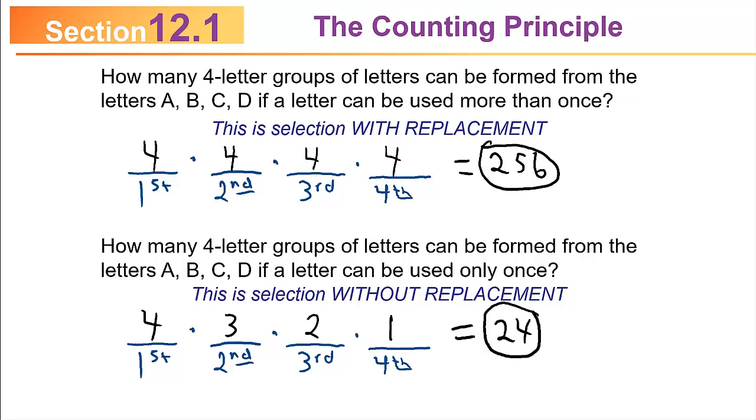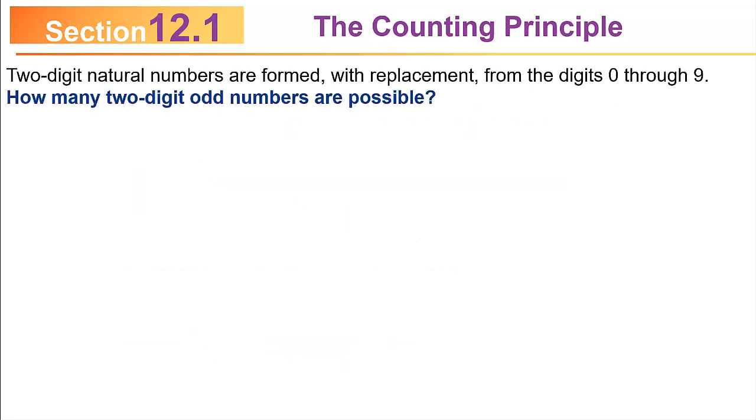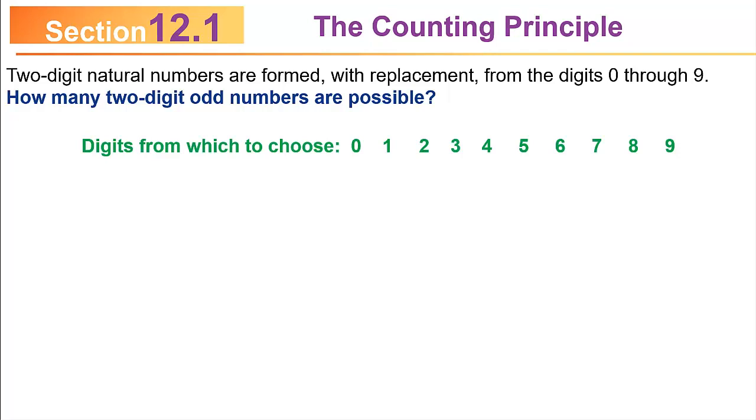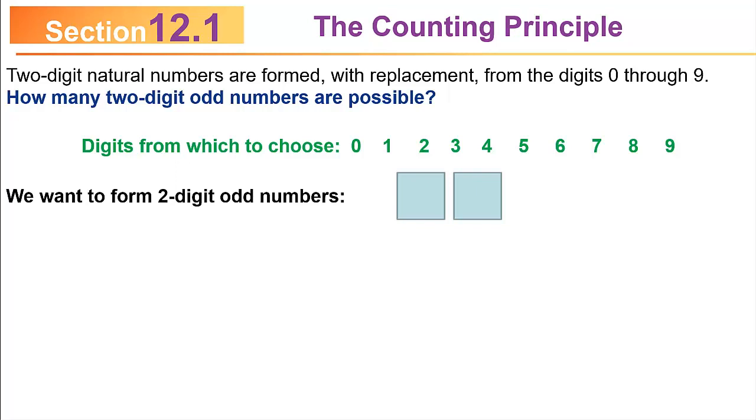Look at those 2 things carefully and make sure you see the distinction. How about this? 2-digit natural numbers are formed with replacement from the digits 0 through 9. How many 2-digit odd numbers are possible? Okay, you have to think about this carefully. If you're choosing from the digits 0 through 9, you might want to write them out, 0, 1, 2, 3, 4, 5, 6, 7, 8, 9. And you're making a 2-digit odd number. So I just put a space for the digit on the left and a space for the digit on the right.